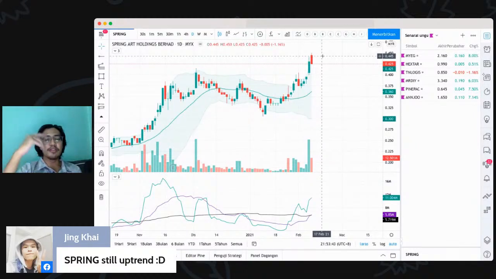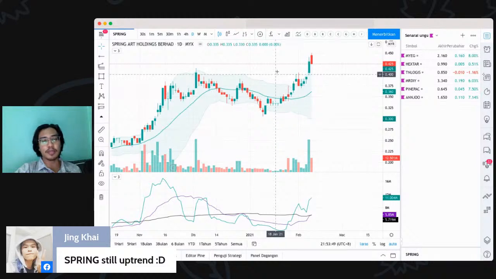So refer back to your trading plan, why you entered this counter in the first place. If you entered because of the price breakout, you probably entered around here. So it's still within the play. If you look at the momentum again, sorry, look at the momentum.